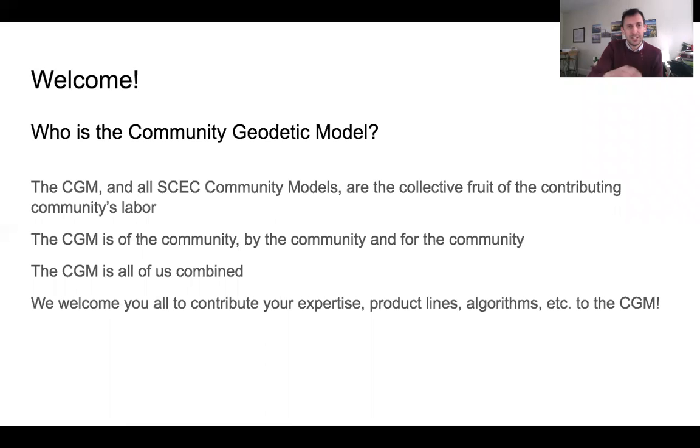One of the first questions we might ask ourselves is, who is the CGM? And it's all of us. It's the collective fruit of the contributing community's labor and research and work. The CGM is of the community, by the community, and for the community. The CGM is all of us combined. So again, thank you for joining.